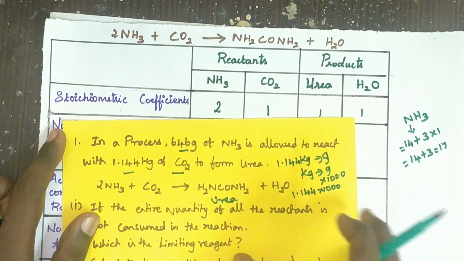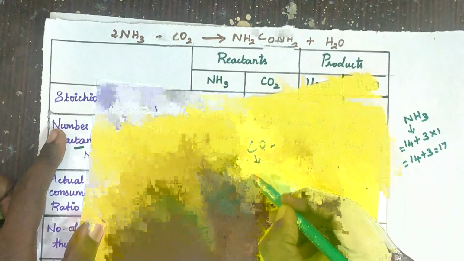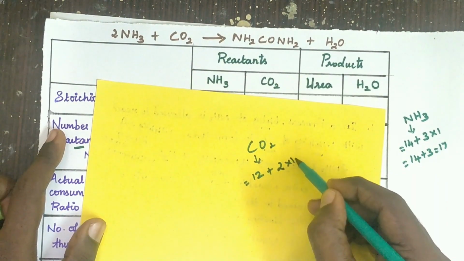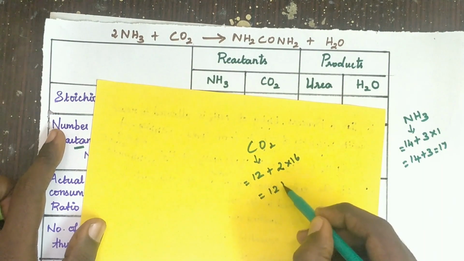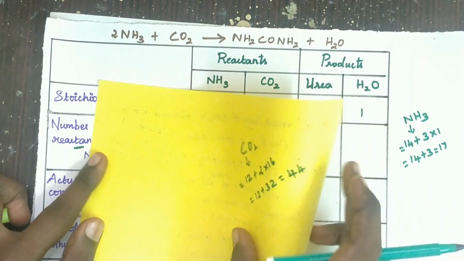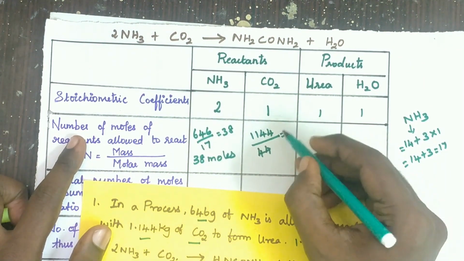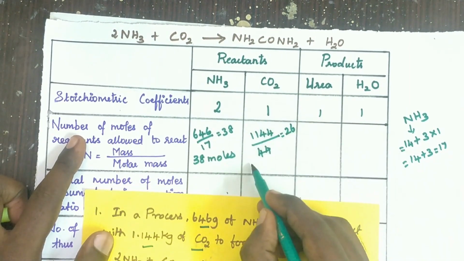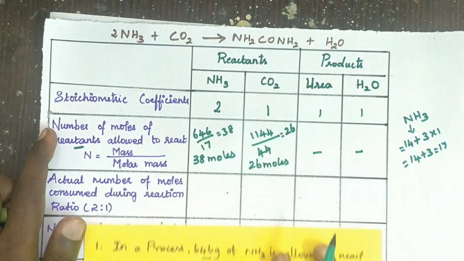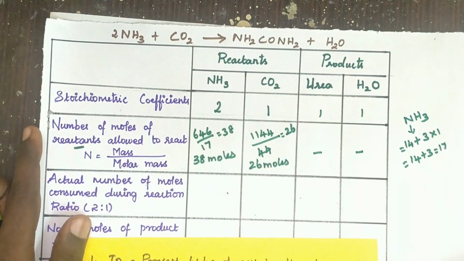The carbon dioxide formula is CO2. Carbon atomic mass is 12 plus the number of oxygens, 2, with oxygen atomic mass 16. So 12 plus 32 is 44, so the carbon dioxide molar mass is 44. On dividing this we get 26, so the answer is 26 moles. No need to find the product because they asked for the number of moles of reactants allowed to react.